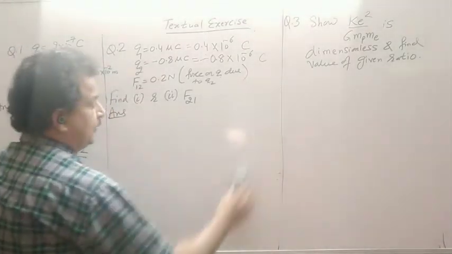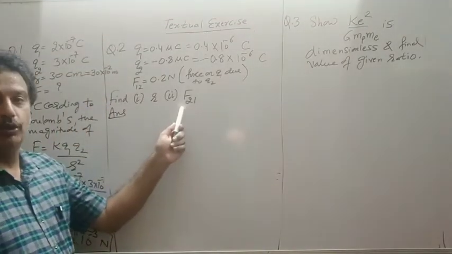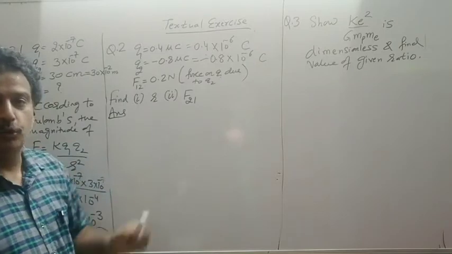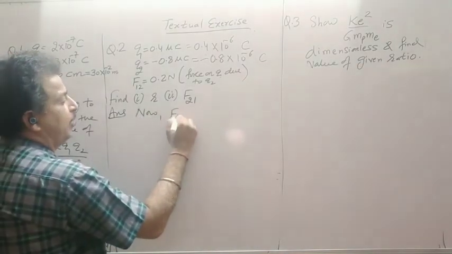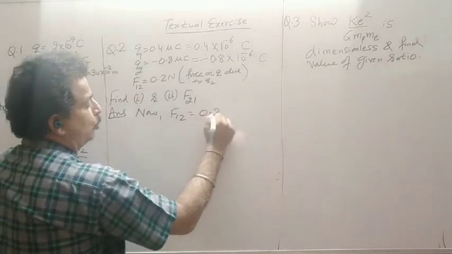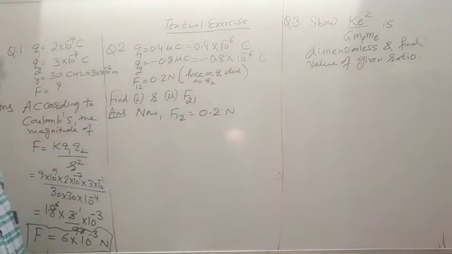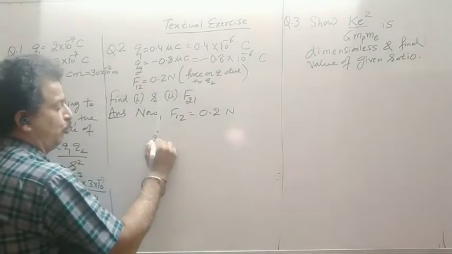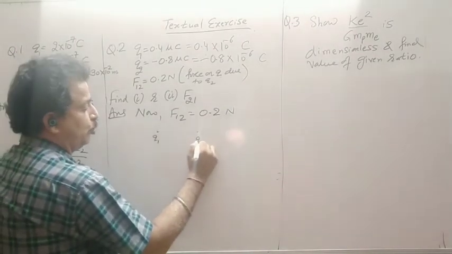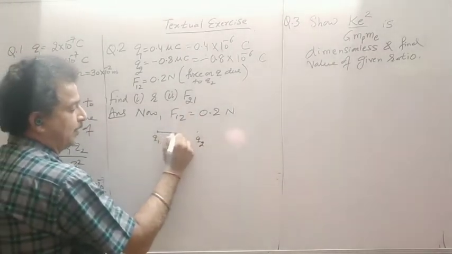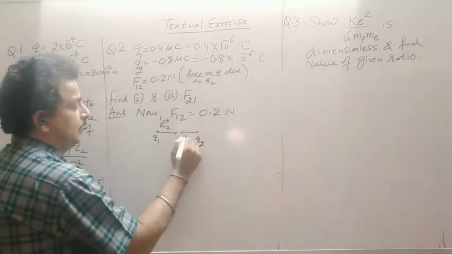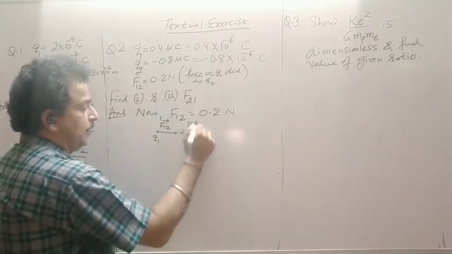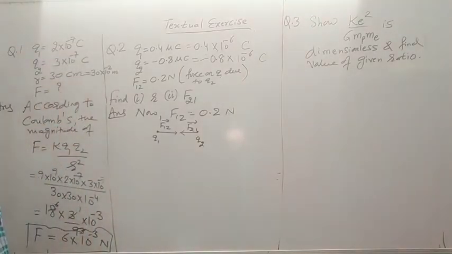The second part is to find out the force on 2 due to 1. Now, F12 is equal to 0.2 Newton. So if I consider this as Q1 and this as Q2, and I represent this direction as F12, that is a force of attraction, then F21 will be opposite to F12.